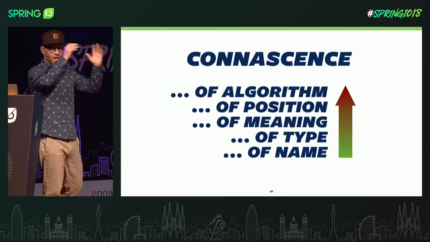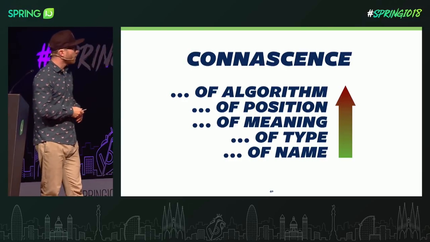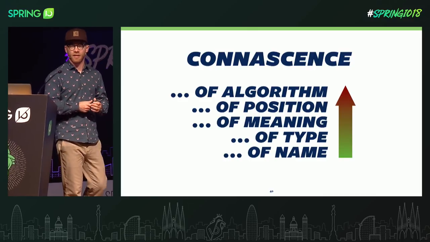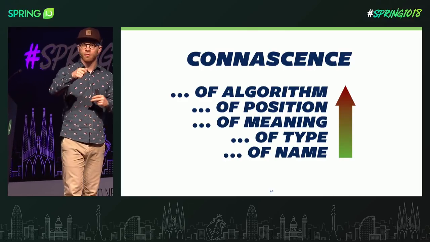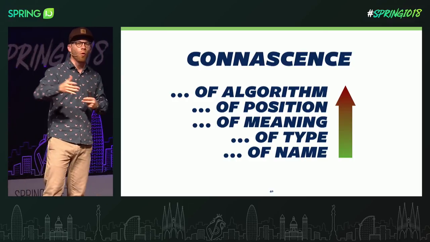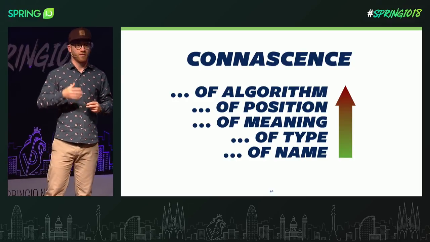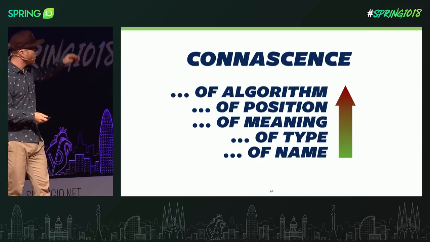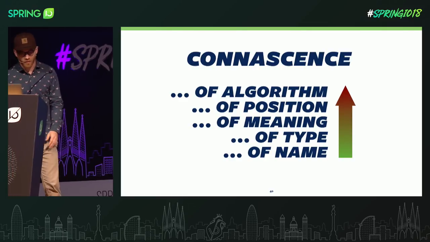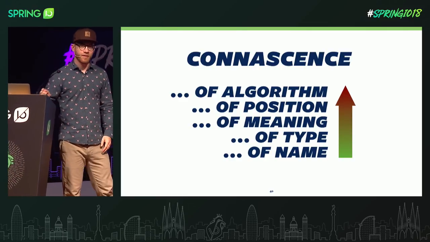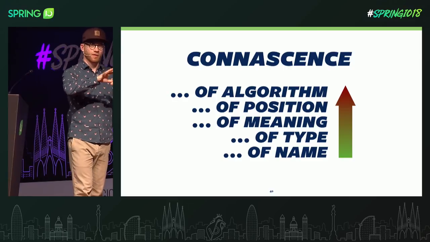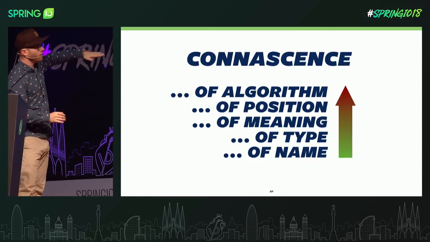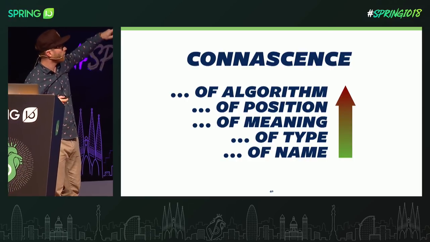So if you have a type definition, a structural type, that's a stronger coupling already. Connaissance of meaning is basically if you transfer, let's say, 0 or 1, and that represents true or false, right? The fact that a value represents another thing is connaissance of meaning, and then position and algorithm, what have you. So the fundamental idea is that for less closely related parties, you want to stay with low connaissance.